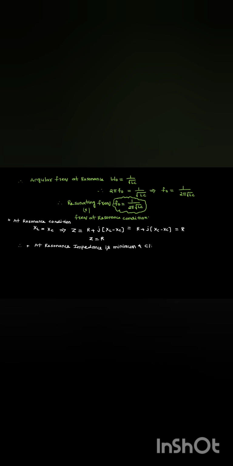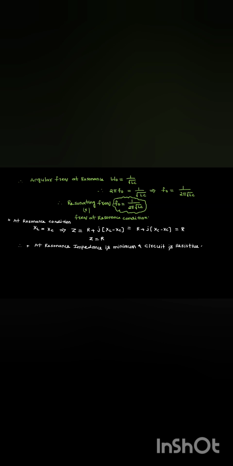Impedance is minimum, circuit is resistive. Z equal to R. Therefore, at resonance, impedance is minimum. Z becomes R, the remaining term is cancelled. Impedance is minimum and circuit is resistive in nature, because XL equal to XC, that difference becomes 0.